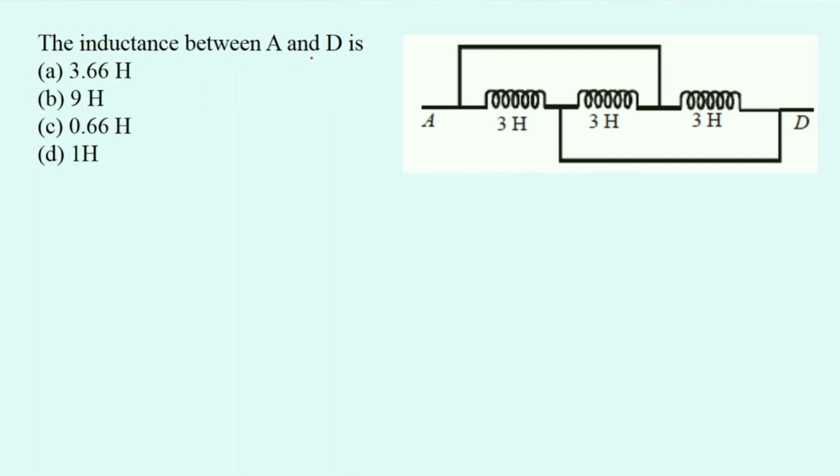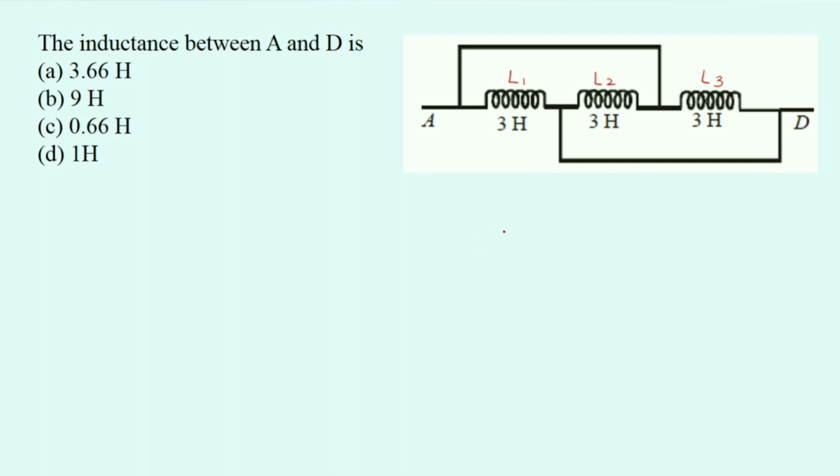The inductance between A and D is? Observe this circuit connection. Totally there are 3 inductors. Let us take them as L1, L2 and L3. I am going to redraw the circuit connection. Observe here, the first inductor L1 is connected to point A and point D. Similarly, the second inductor is connected to point D and point A. Then also, the third inductor is connected to point A and point D. That indicates these 3 inductors are connected to common points A and D. That shows this given circuit is in parallel.